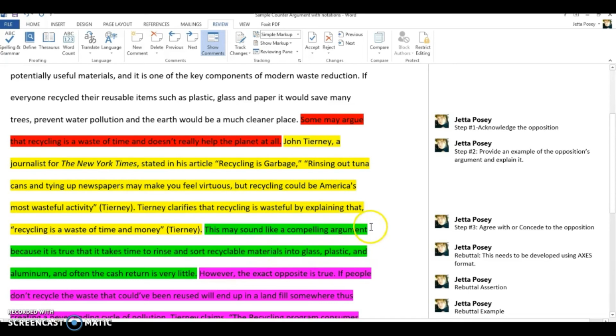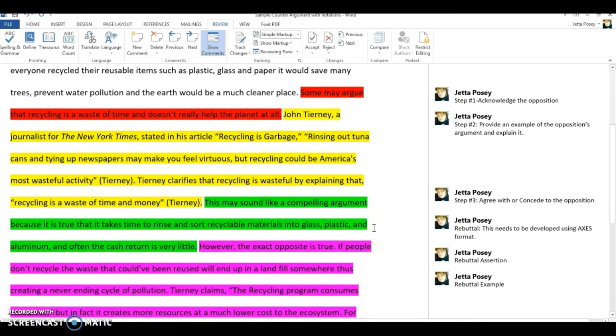So this student did a pretty good job here. They said, this may sound like a compelling argument because it is true that it takes time to rinse and sort recyclable materials into glass, plastic, and aluminum, and often the cash return is very little. So they have agreed with the opposition.